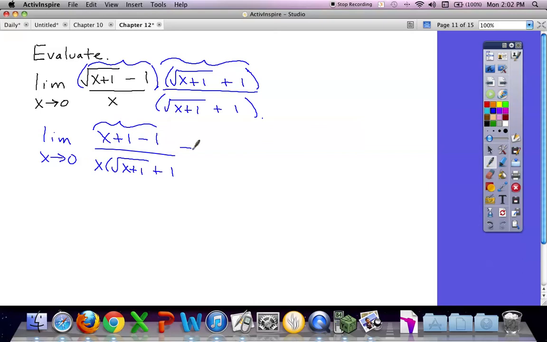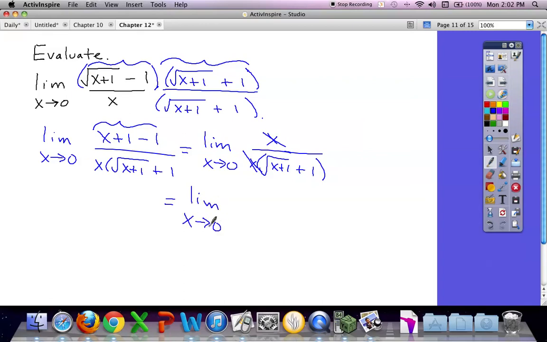So this is the limit as x approaches 0 of x divided by x times the square root of x plus 1 plus 1. So now you can cancel that factor of x. That's why you don't want to have used it in a distributive property. Cancel, cancel. So this is the limit as x approaches 0 of 1 over the square root of x plus 1 plus 1.